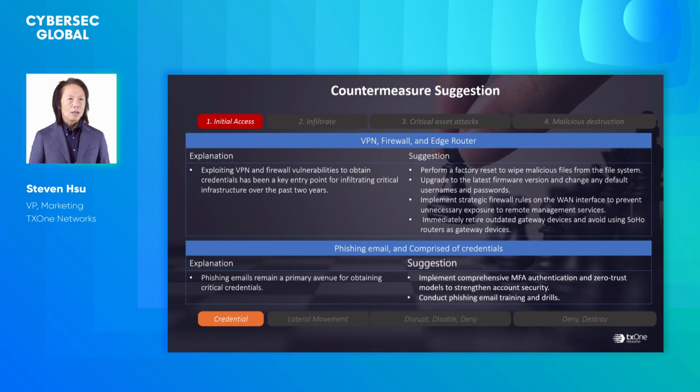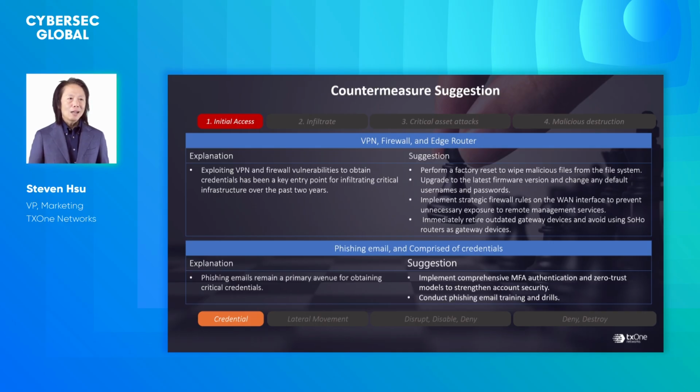And wipe out the malicious file. Also try to upgrade to the latest firmware. Also change the default username and password. Also enhance your firewall rules on one interface. Also, the most important, you can consider retiring the outdated gateway. Also try to avoid using a short-haul router as a gateway device.